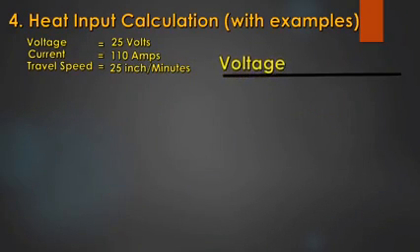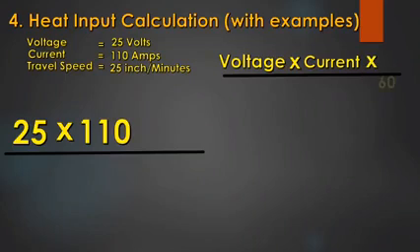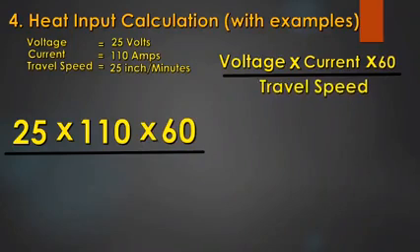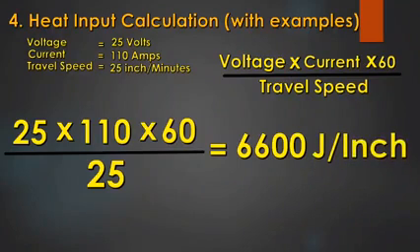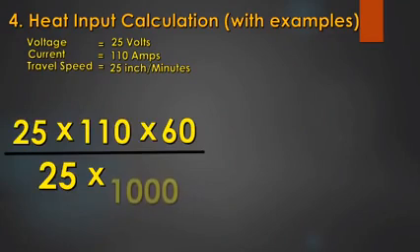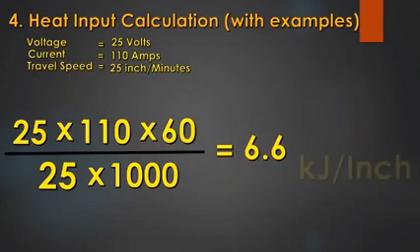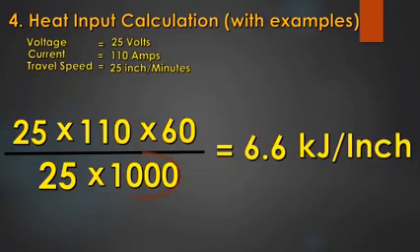Now we will put the values into the formula. Voltage 25 into amps 110 into 60 divided by the travel speed 25. So it will give you the value 6600 joule per inch. Then we'll divide by 1000 and we get the value 6.6 kilojoule per inch.